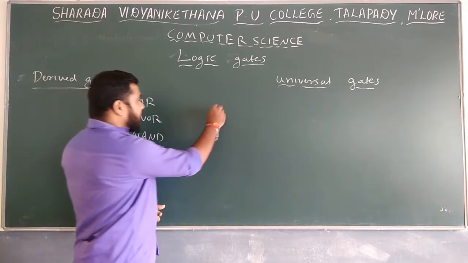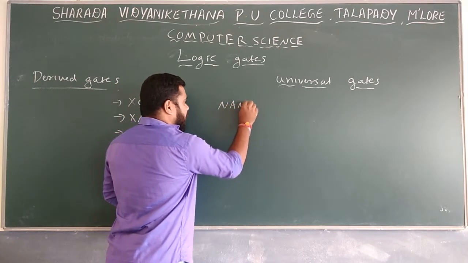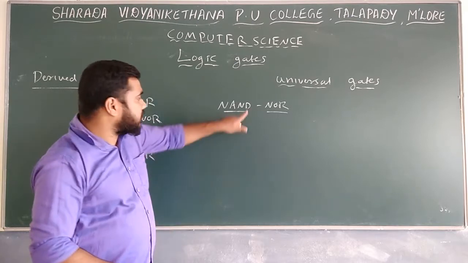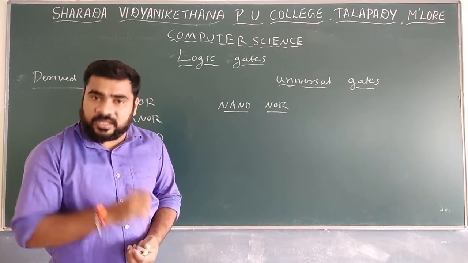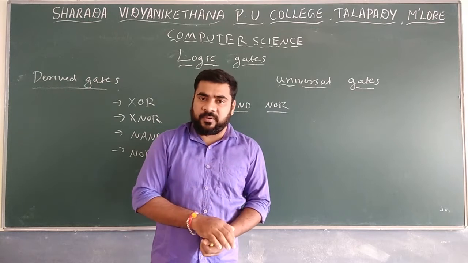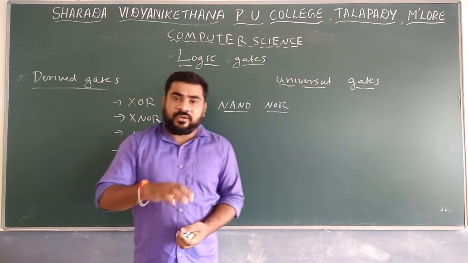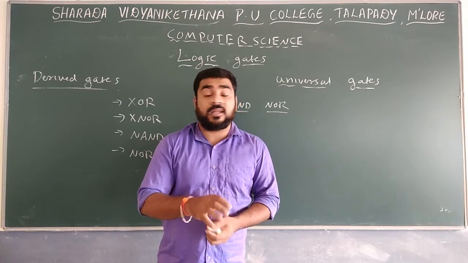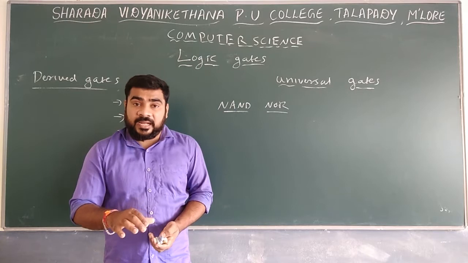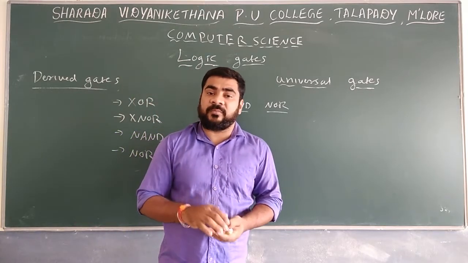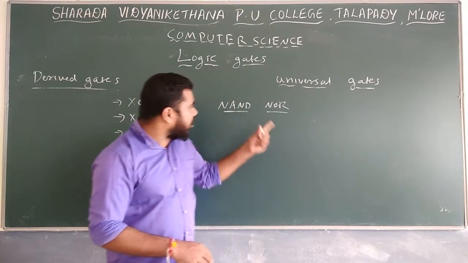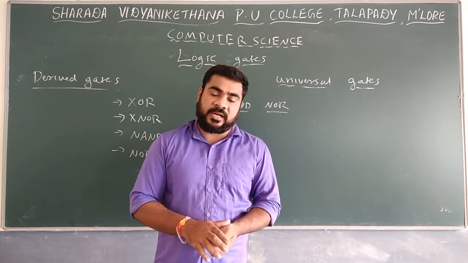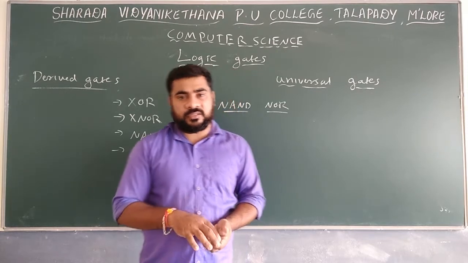We take NAND, then NOR gates. Mainly NAND and NOR gates are known as universal gates. What is a universal gate? I already discussed universal gates in the previous session. Universal gate means by using only the NAND gate, it's possible to construct all other types of gates. And if you use only NOR gates, it's possible to construct all the remaining types of gates. That is the NOR gate and also the NAND gate.